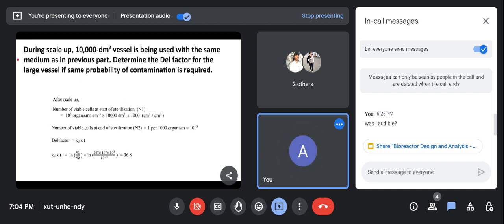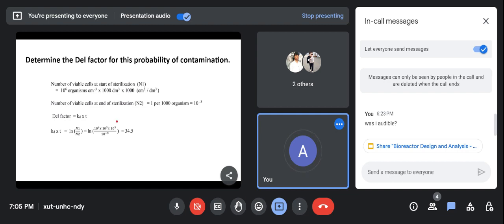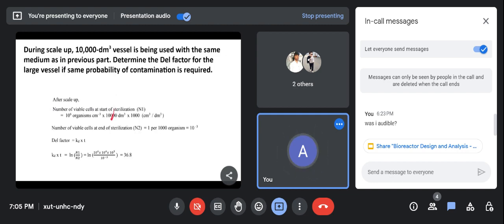So now they are saying that during scale up, you have scaled up the dimension of the vessel from 1000 dm3 to a 10,000 dm3 vessel, and the same media is being used. You have to now determine the del factor for the large vessel if the probability of the contamination is the same. Okay. So after scale up, the initial number of cells will change, right? The amount of cells per centimeter cube will remain, but the volume of the vessel will change. So instead of 1000, as you would have seen here, it becomes 10,000. Okay, but the conversion unit remains the same.